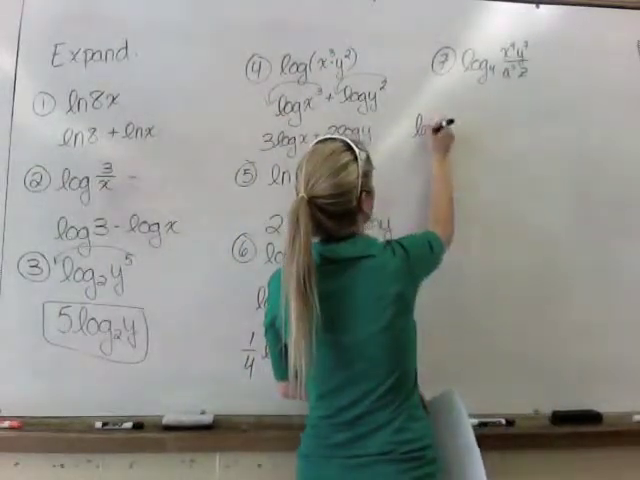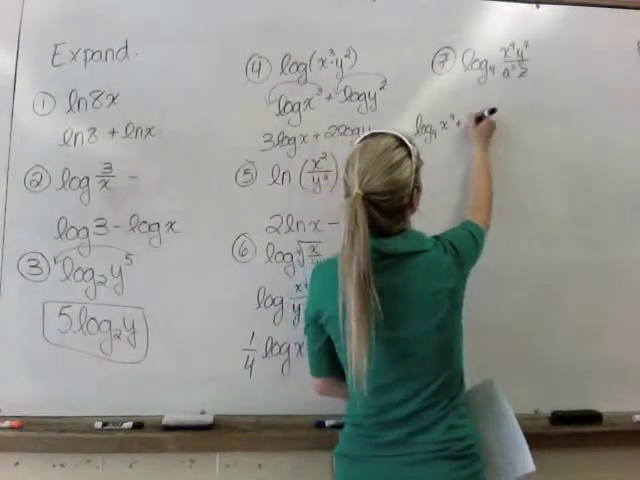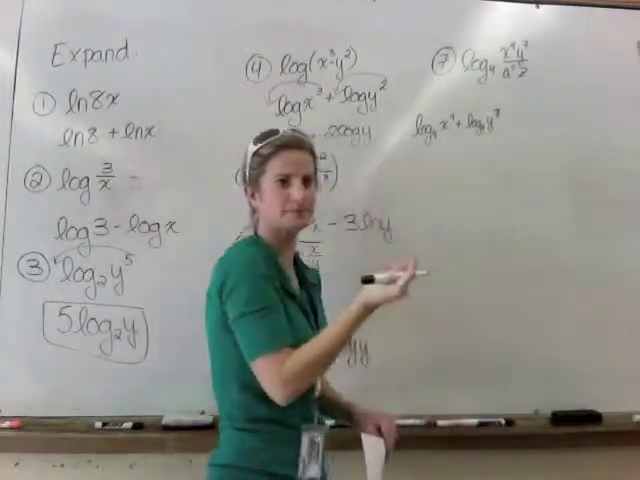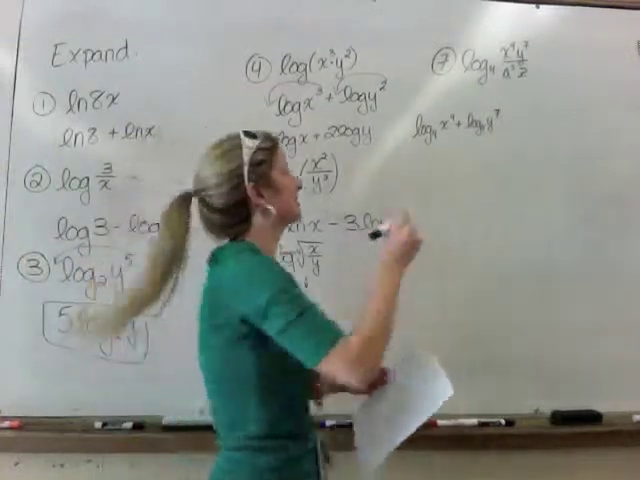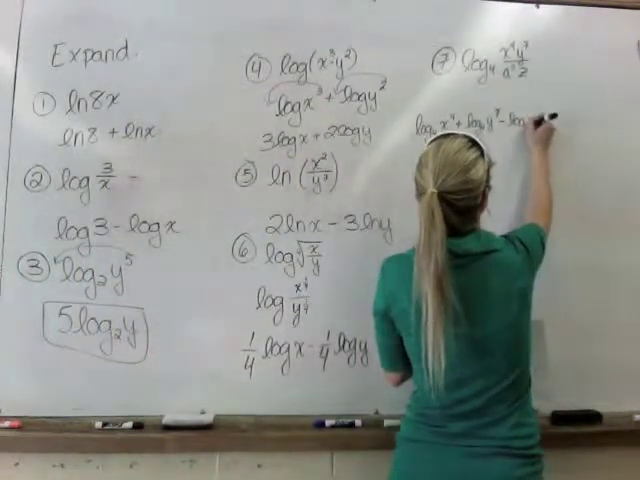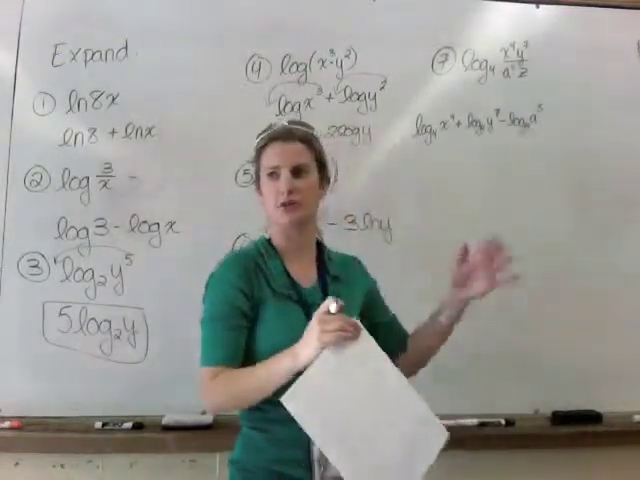We know it's going to be log base 4 of x to the 4th plus log base 4 of y to the 7th. Does everybody agree with that? Because that's multiplication in the numerator. Now, in the denominator, you say, okay, well, this is in the denominator, so minus log base 4 of a to the 5th. Now, here's where some students get confused.